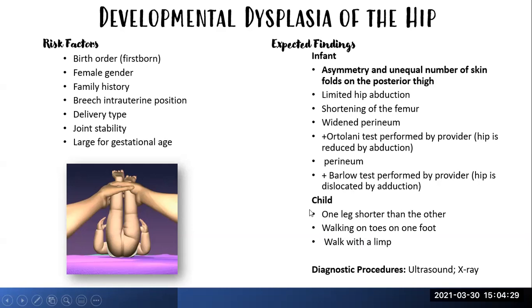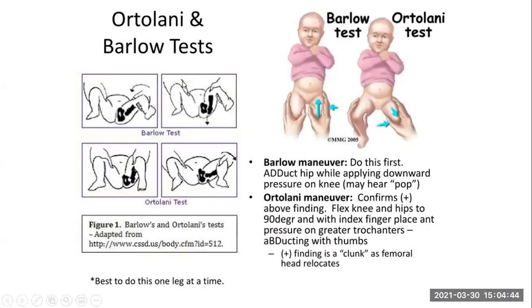And again, here's symptoms in a child. Again, because it's usually diagnosed in infants, ultrasound is usually the primary exam to diagnose that, and then of course x-ray. Here are those tests, Ortolani and Barlow, just showing you what it is.